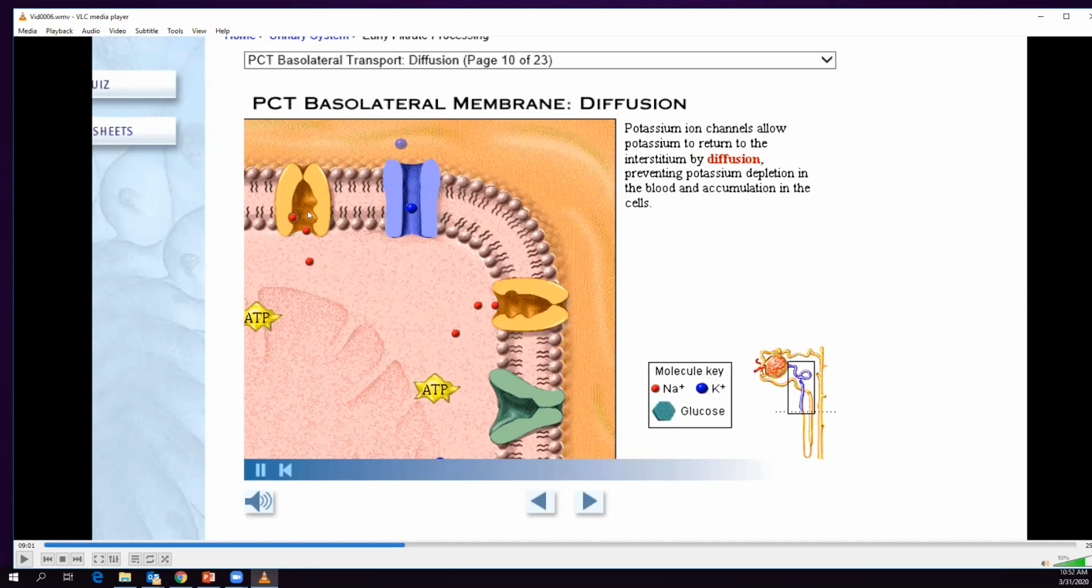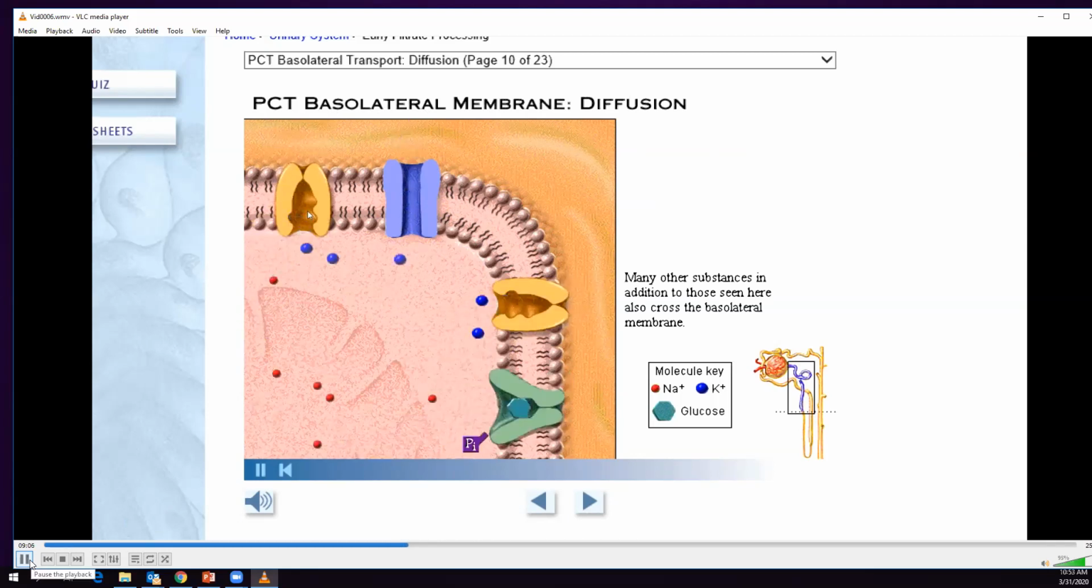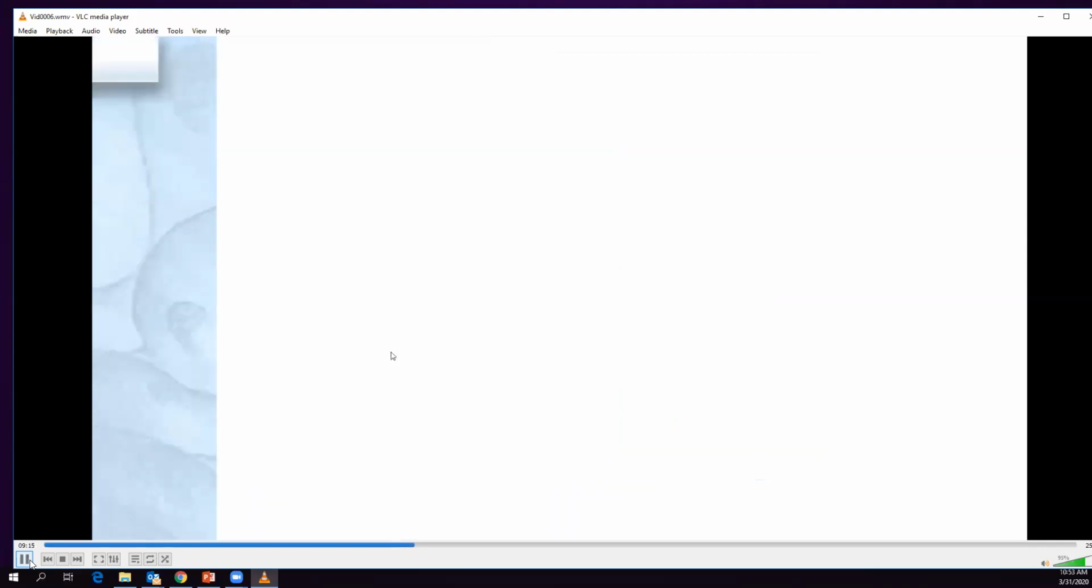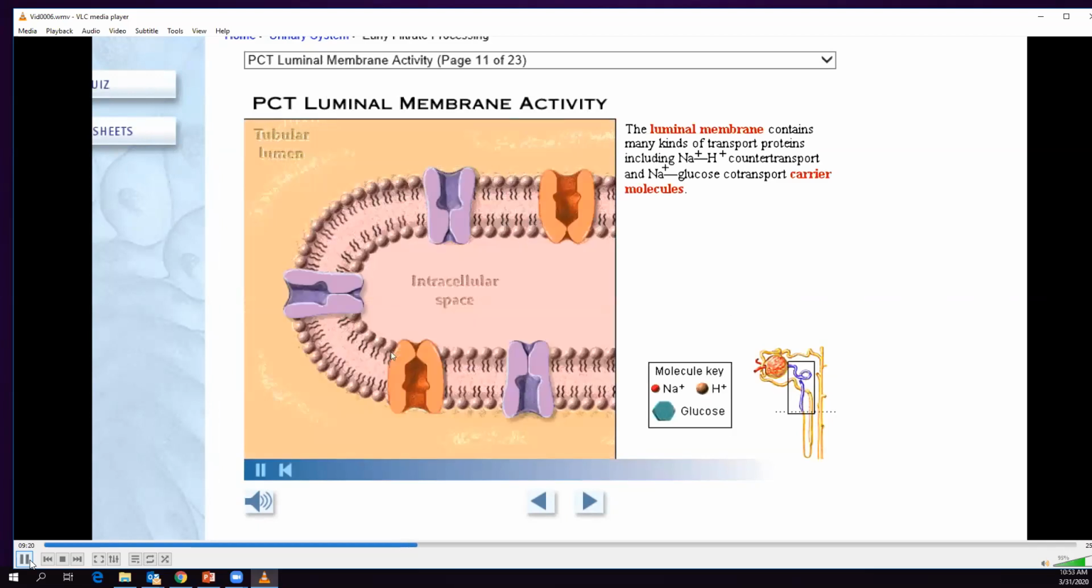Okay, we're going to look at the front end of this, and then we'll stop for now. In addition to the molecules you see here, many other substances also cross the basolateral membrane by similar mechanisms. The luminal membrane of the proximal convoluted tubule contains many transport proteins. Here you see 3 sodium-hydrogen countertransport carrier molecules and 2 sodium-glucose cotransport carrier molecules.